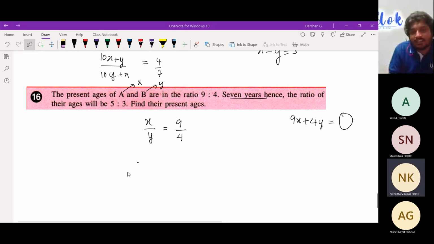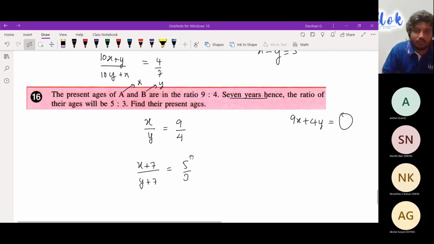Seven years hence, it is x plus 7 divided by y plus 7 equals 5 by 3. So you'll get an equation like 3x plus 21 equals 5y plus 35. From there, I think you can go ahead and do it, right?